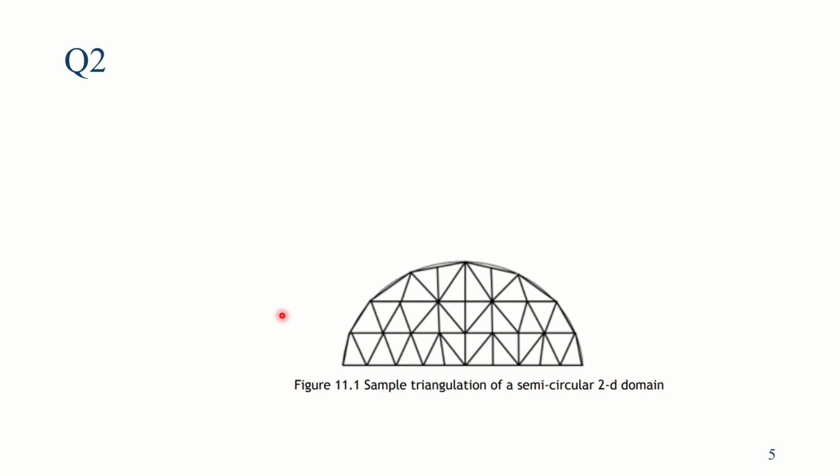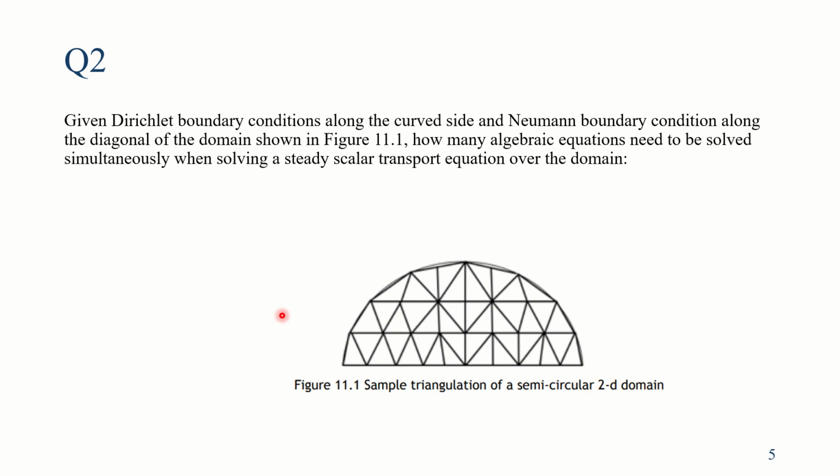Now let us move on to question 2. In question 2, it is mentioned: given Dirichlet boundary condition along the curved side and Neumann boundary condition along the diagonal of the domain shown in figure 11.1, how many algebraic equations do we need to solve simultaneously? So what is being asked?